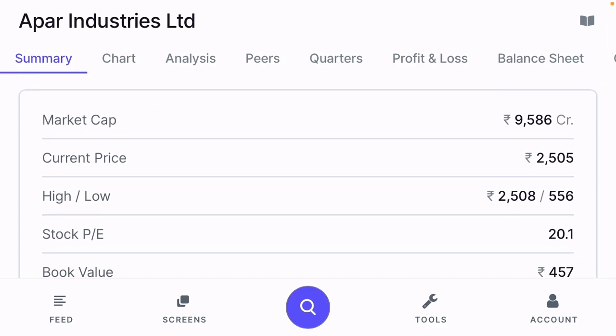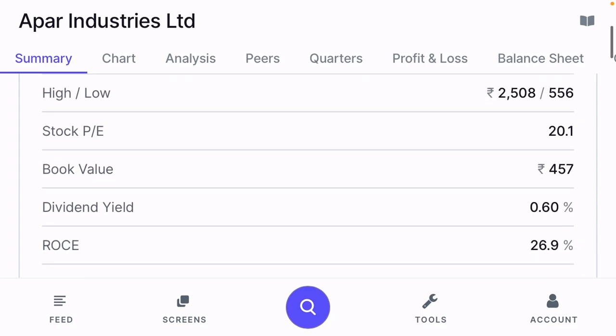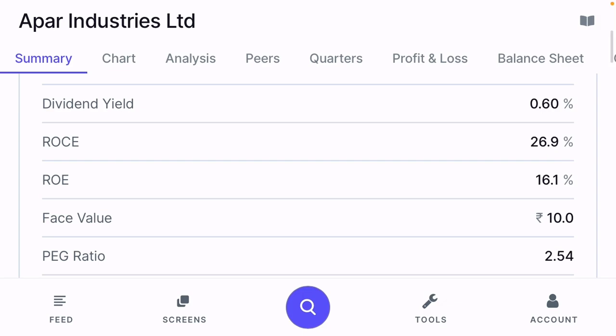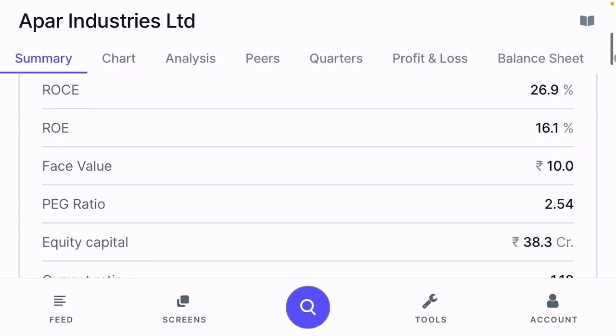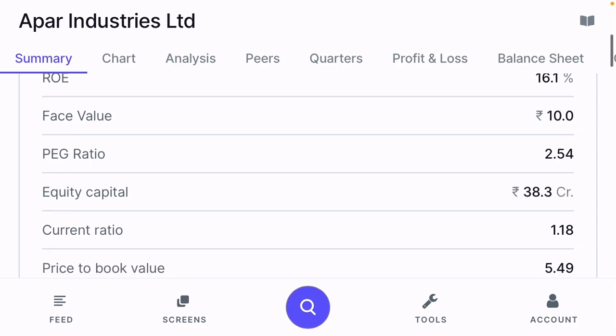First is market cap 9,586, current price 2,505, high price 2,508, low price 556, stock P/E 20.1, book value 458, dividend 0.6, return on capital employed 26.9, return on equity 16.1, face value 10, debt ratio 2.54. This shows the company's current assets and current liabilities are in very good shape, not having too much loan, and it is still less than three, so not that much of a concern.